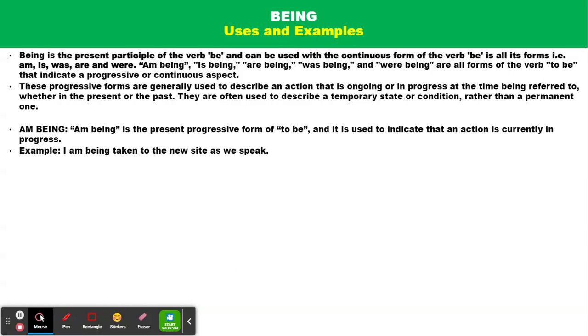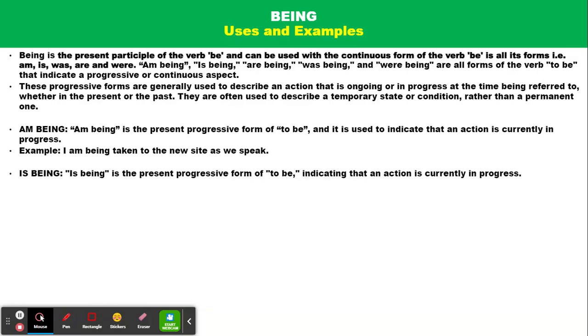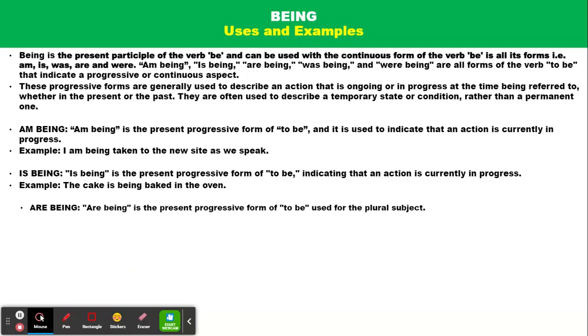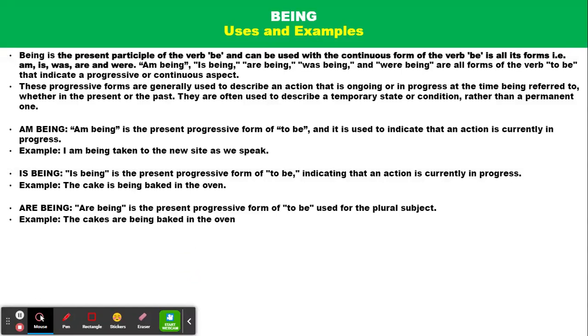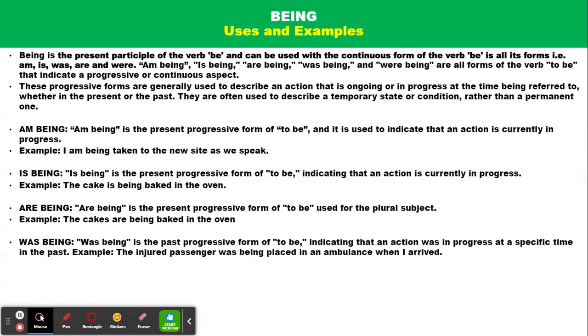Let's begin with am being. Am being is the present progressive form of to be, and it is used to indicate that an action is currently in progress. For example, I am being taken to the new site as we speak. That was the example we gave earlier. Then is being is similar. Take the example: the cake is being baked in the oven. Then we have are being. For example, the cakes are being baked in the oven.